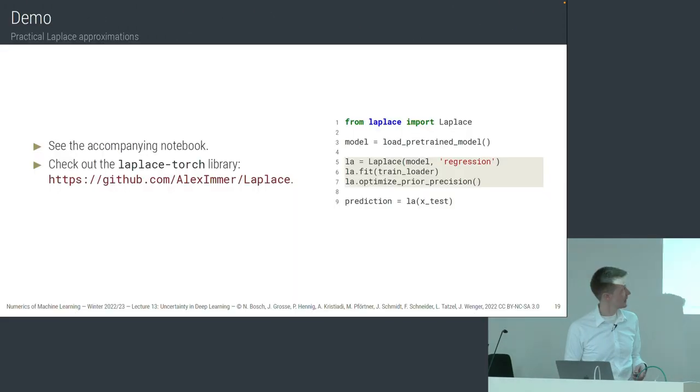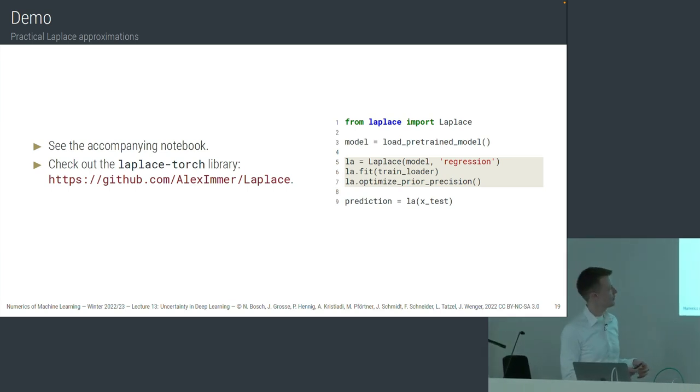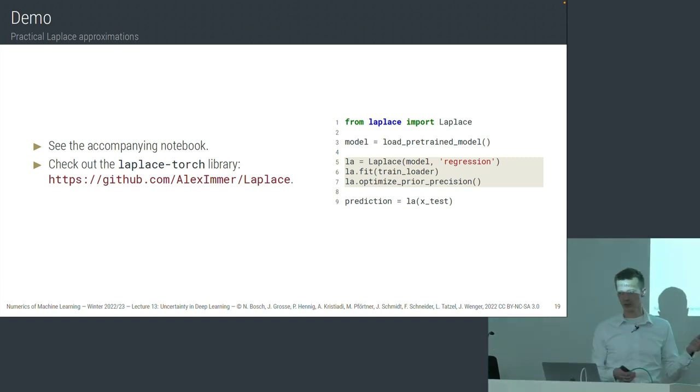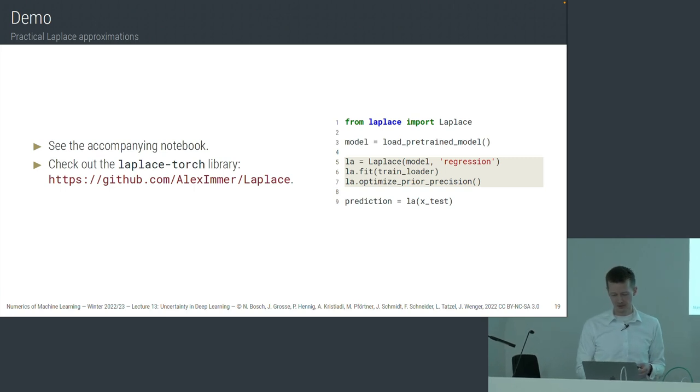Yeah, and I've already done the demo. So there is a piece of code that does that for you. I think you'll get to play with this, or actually implement these Laplace approximations yourself, in the exercise sheet for this week.